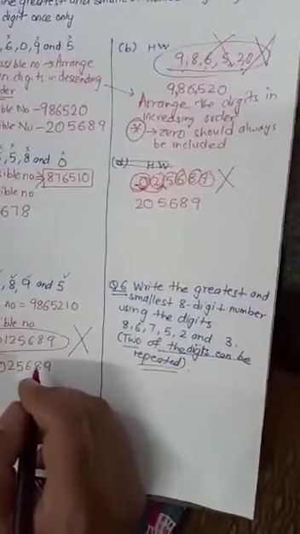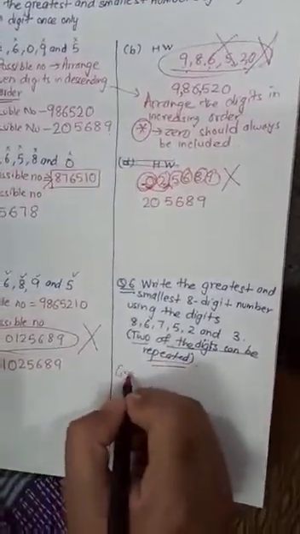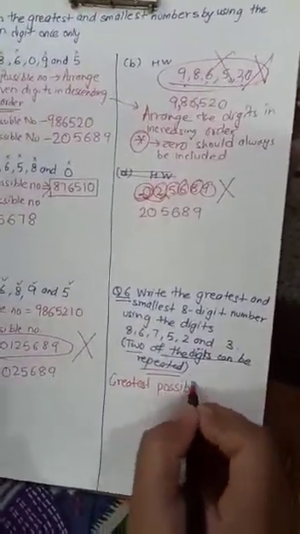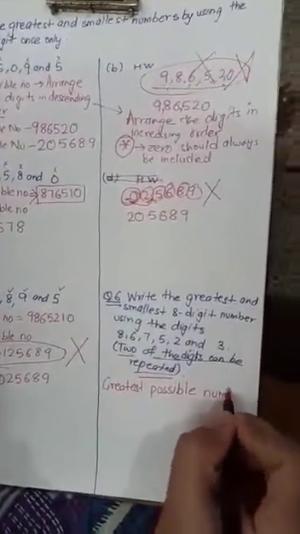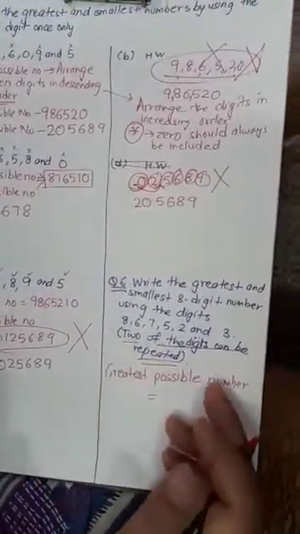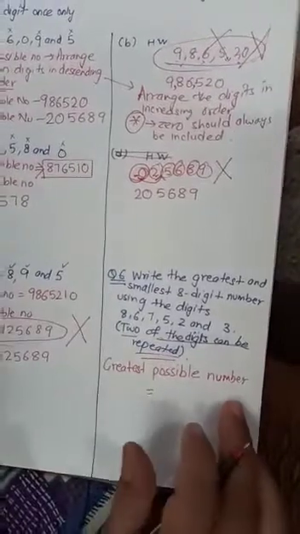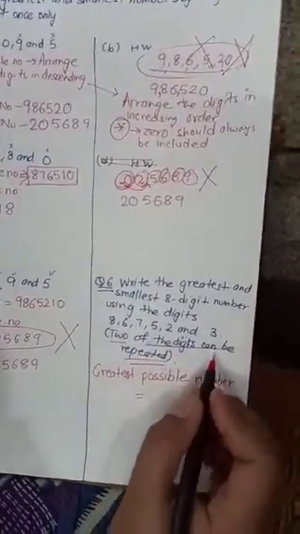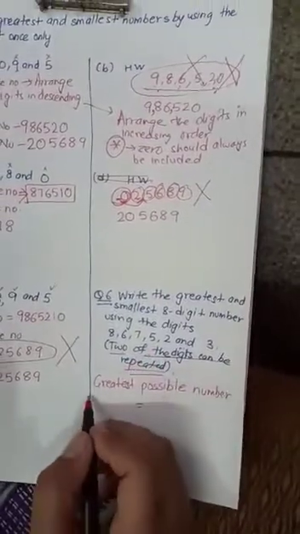So children, when I have to form the greatest possible number, what has ma'am taught you? That we will be arranging the digits in descending order. That means from the largest to the smallest. And any 2 of the digits can be repeated. So which 2 digits will be repeated?